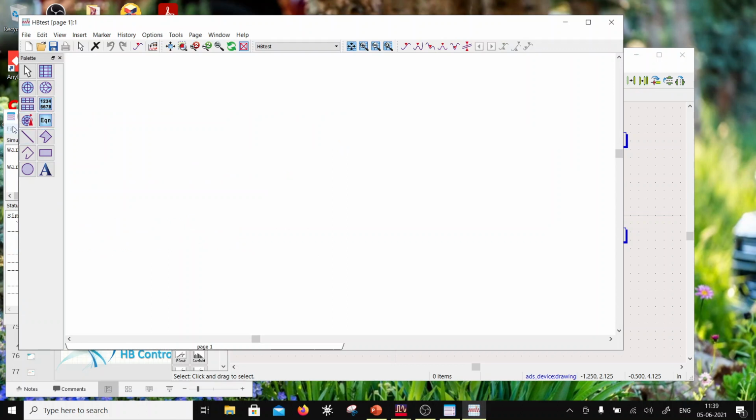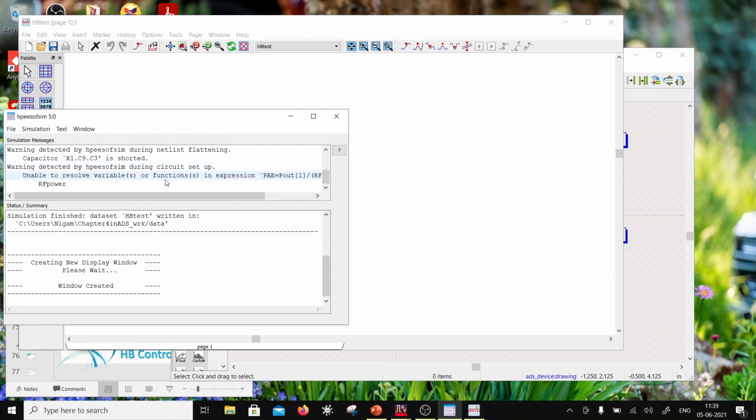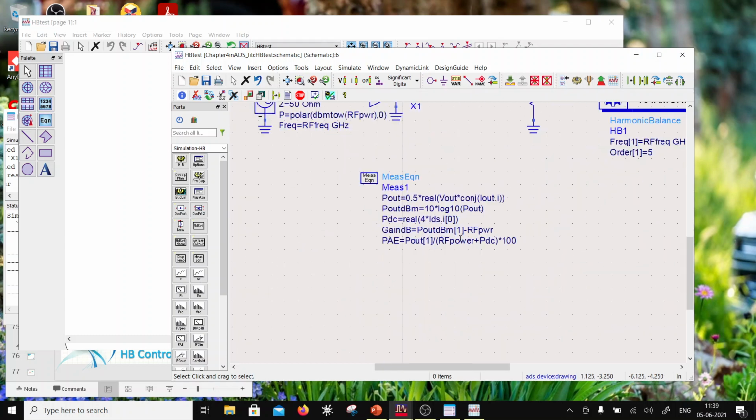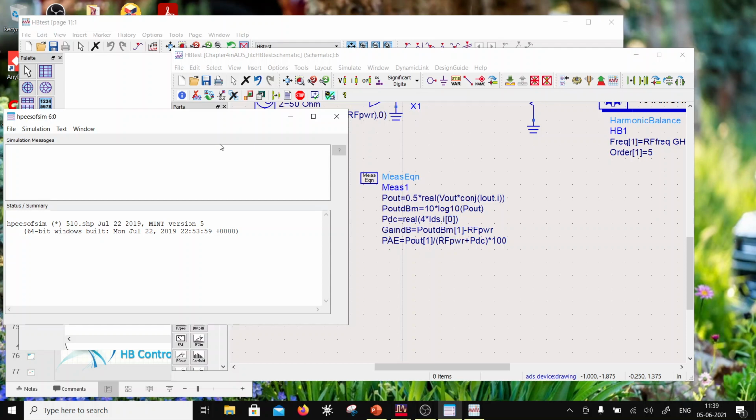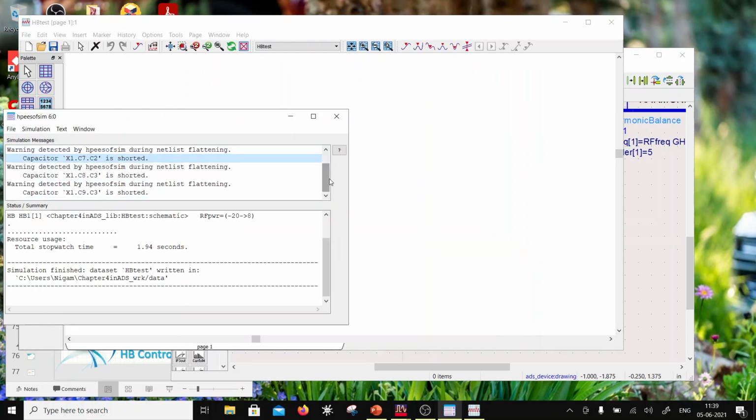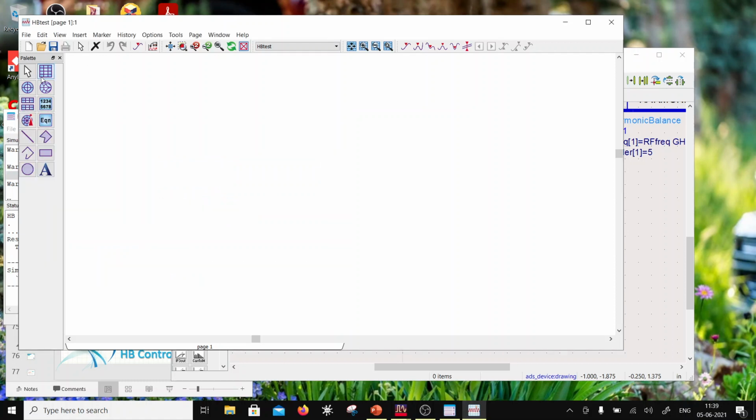Okay, so if there are warnings regarding unable to resolve, you see this PAE is equal to, so there is nothing called RF power, right? So I have to change it. Okay, so this is called RFPWR. Right, and rerun the simulation. Okay, this time I don't have that warning. That means that PAE is computed.